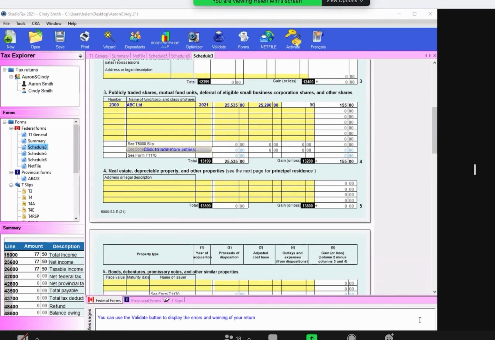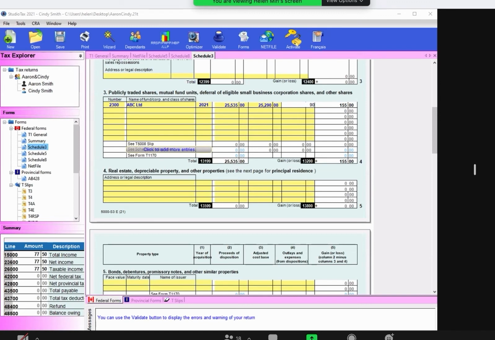So next topic is dividend. What time is it now? Yeah, we still have half an hour. Dividend is easy. After dividend, I'm going to do RRSP. RRSP is important. Before that, we have 30 minutes.